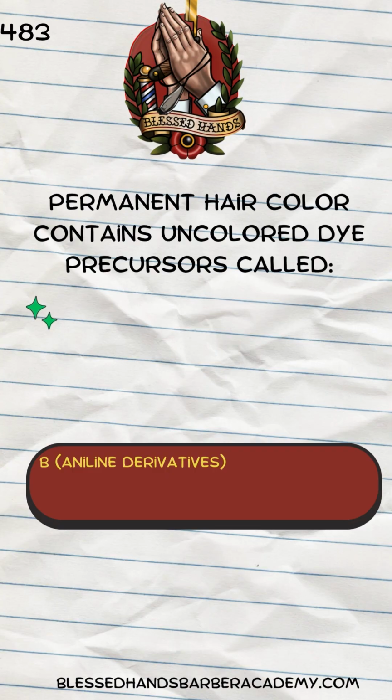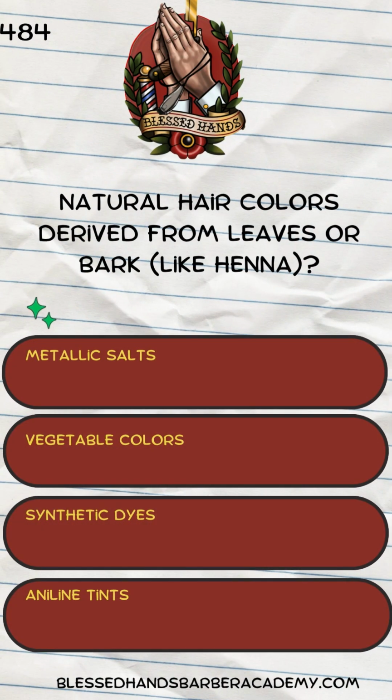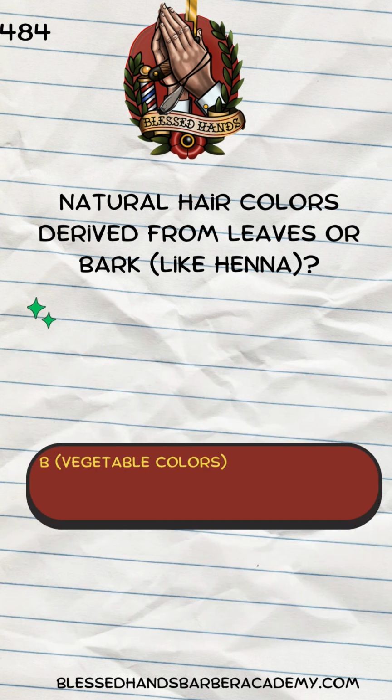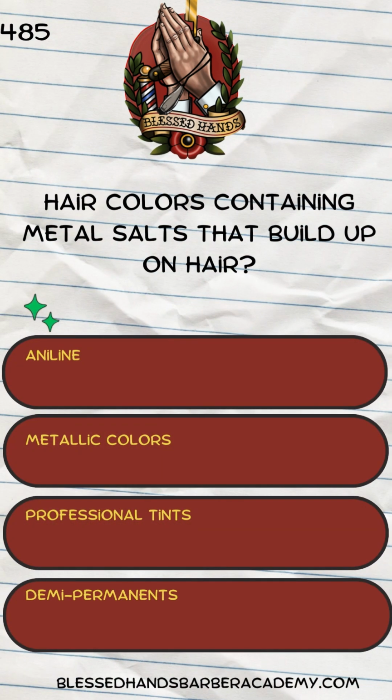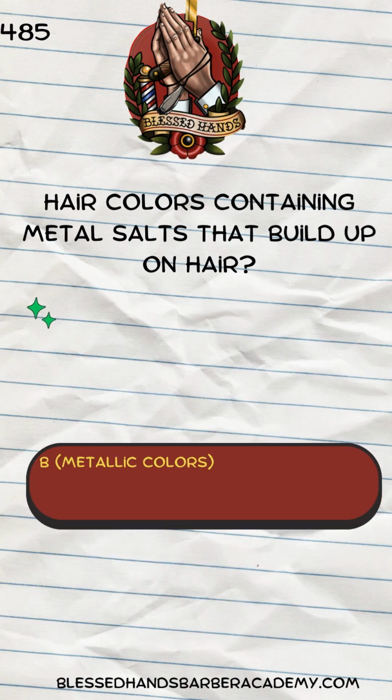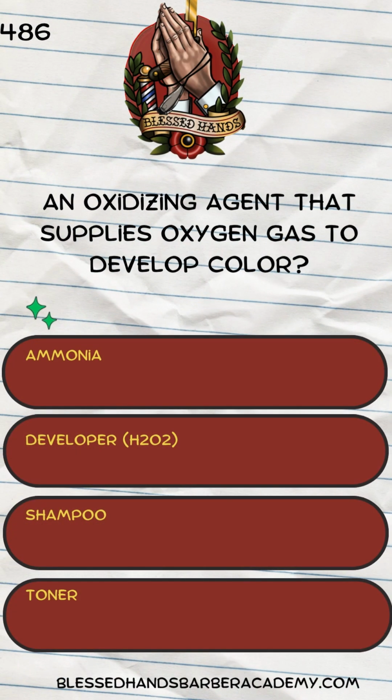B. Aniline derivatives. Natural hair colors derived from leaves or bark, like henna. Metallic salts, vegetable colors, synthetic dyes, aniline tints. B. Vegetable colors. Hair colors containing metal salts that build up on hair. Aniline, metallic colors, professional tints, demi-permanents. B. Metallic colors. An oxidizing agent that supplies oxygen gas to develop color. Ammonia, developer, H2O2, shampoo, toner.